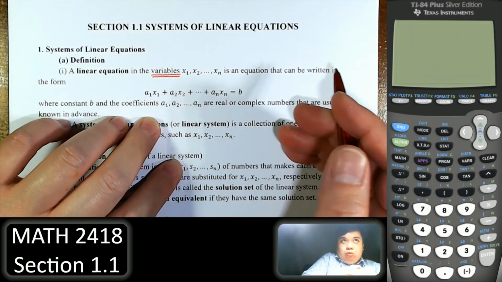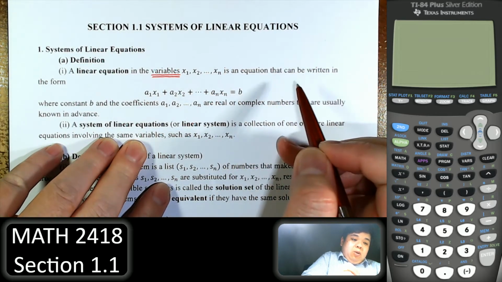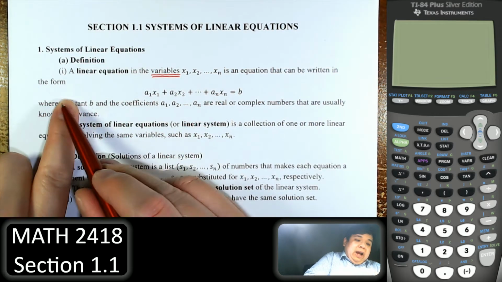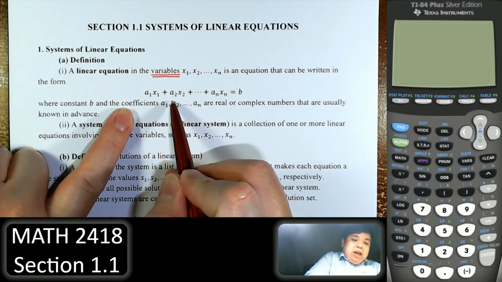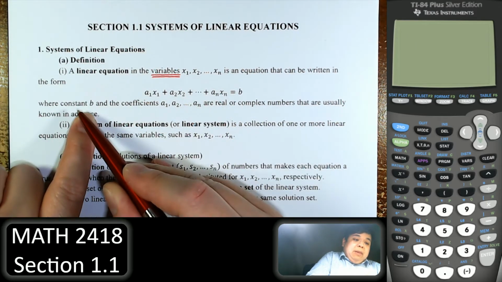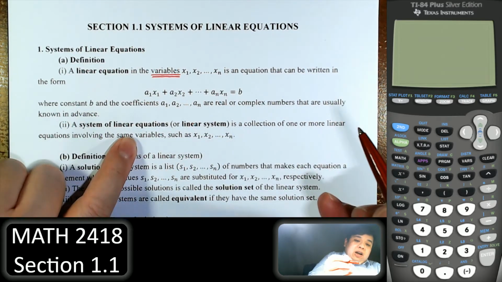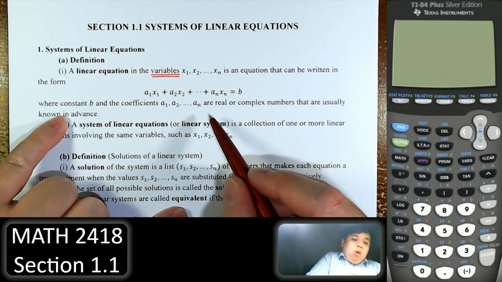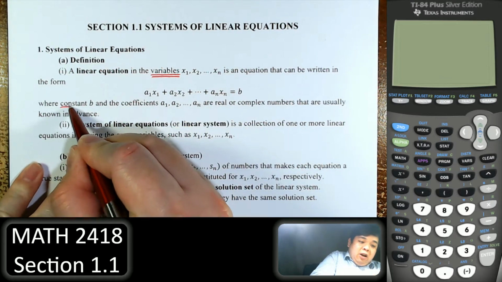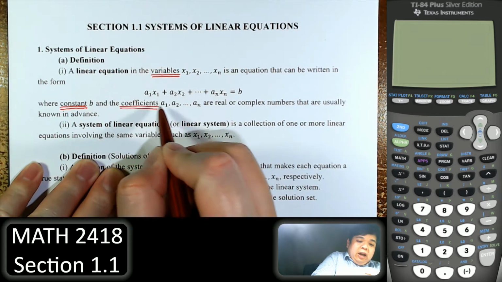x1, x2 all the way to xn. That is the equation, and of the form a1 times x1, a2 times x2 all the way to an times xn equal to b. b is the constant, and a1 to an are coefficients. So we have the variables x1 to xn, the constant b, and the coefficients a1 to an.